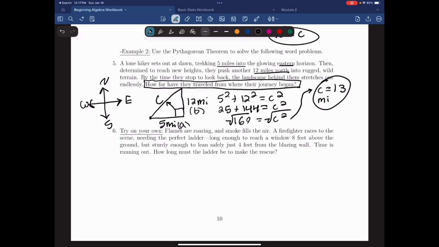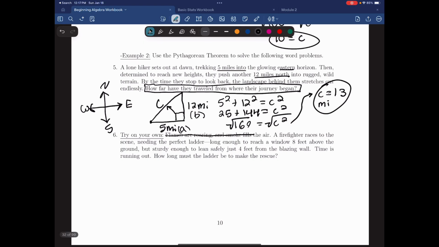Well, let's figure out what's going on here. Let's draw a picture with the information we're given. So we don't really necessarily need this to solve the problem. But what we do need is that the window is 8 feet above the ground. And we also need the fact that the ladder needs to be 4 feet from the blazing wall specifically. So we want to know how long the ladder must be to make the rescue. Well, let's find that out.